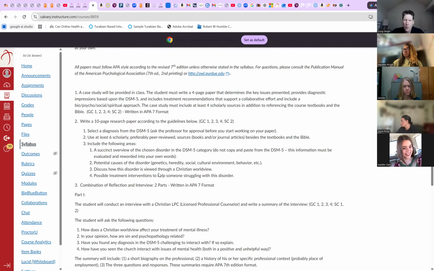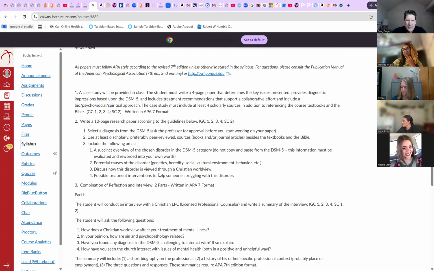So 4 resources in addition to referencing the course textbooks in the Bible. I know it says in addition to, but you can count one of the 4 as the DSM, because obviously we want to work out of that one. So count it. Okay. Then the next is write a 10-page research paper according to the guidelines below.